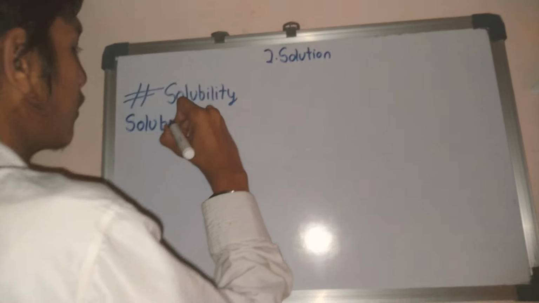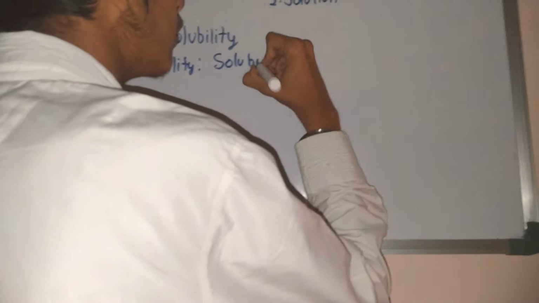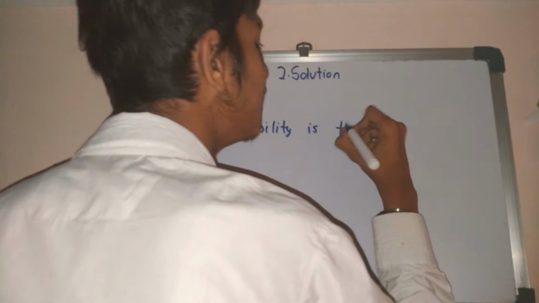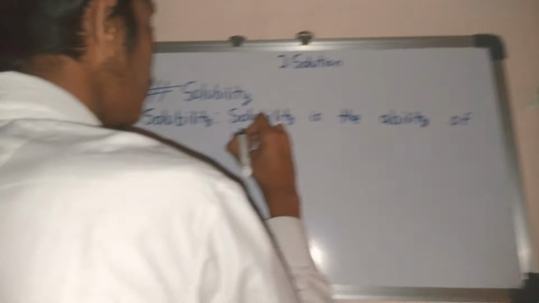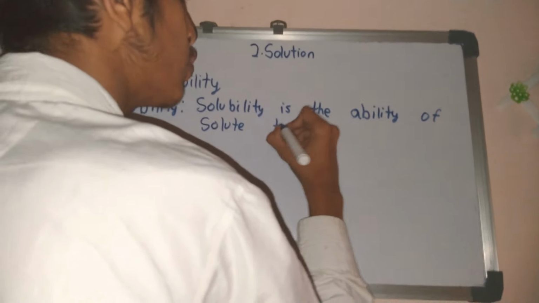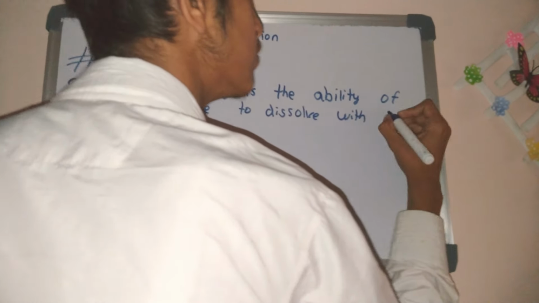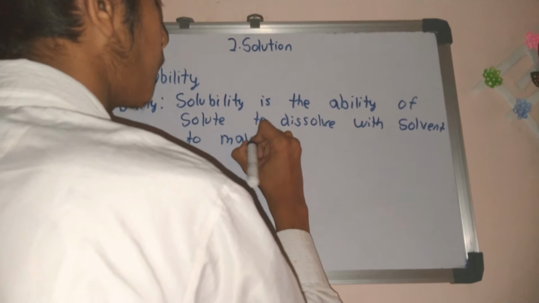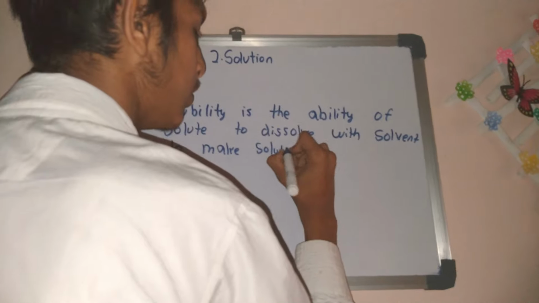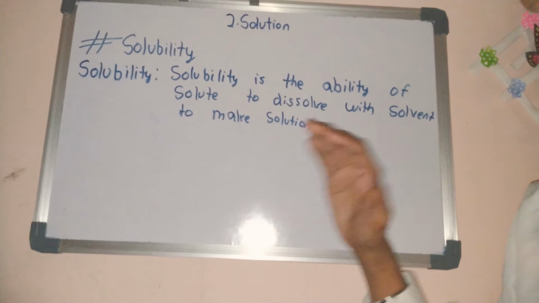So basically, solubility is the ability of solute to dissolve with solvent to make solution. So basically solubility is the ability of a solute to dissolve with solvent for making solution.